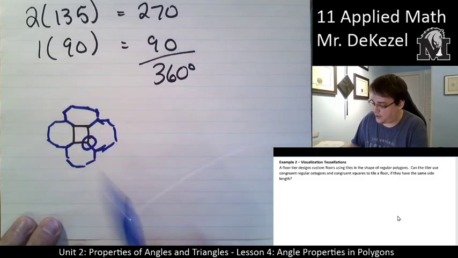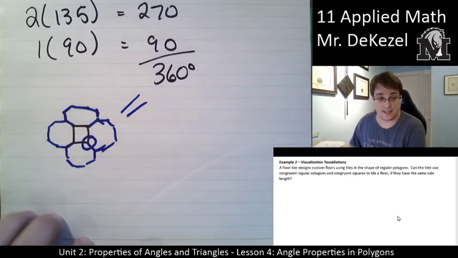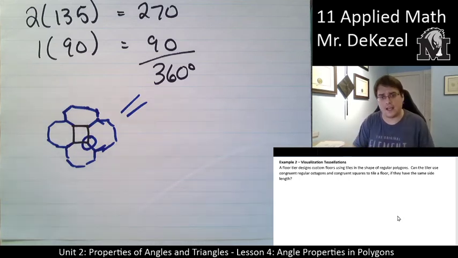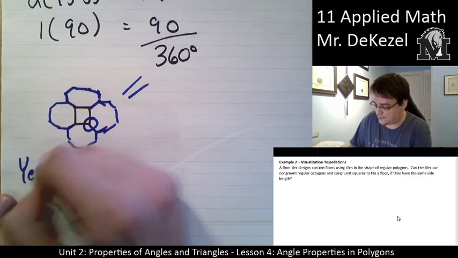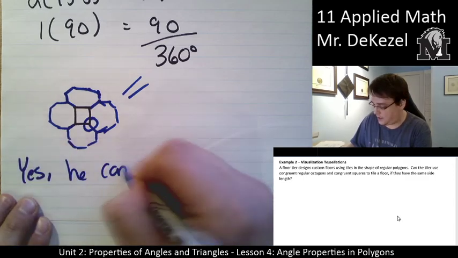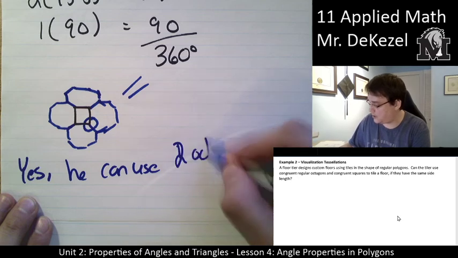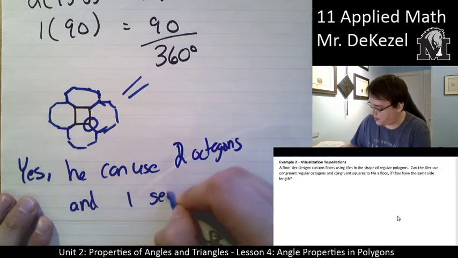90 plus 135 plus 135 equals 360. So because the interior angles of the shapes can equal 360, they will fit together and you can make a tiled floor this way. So the answer here would be yes, he can use two octagons and one square.